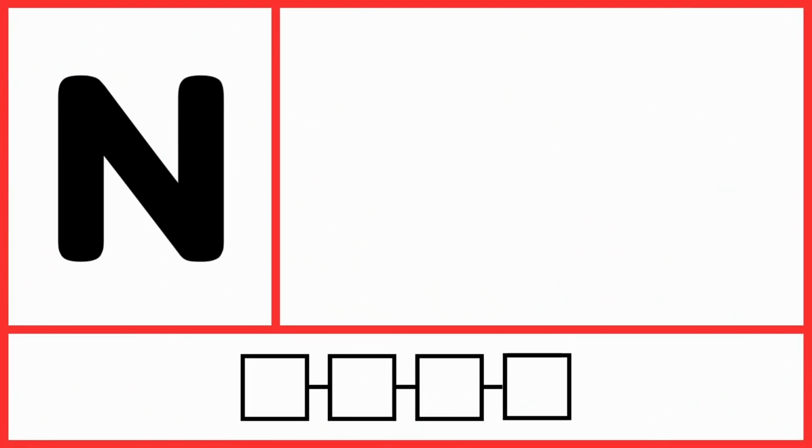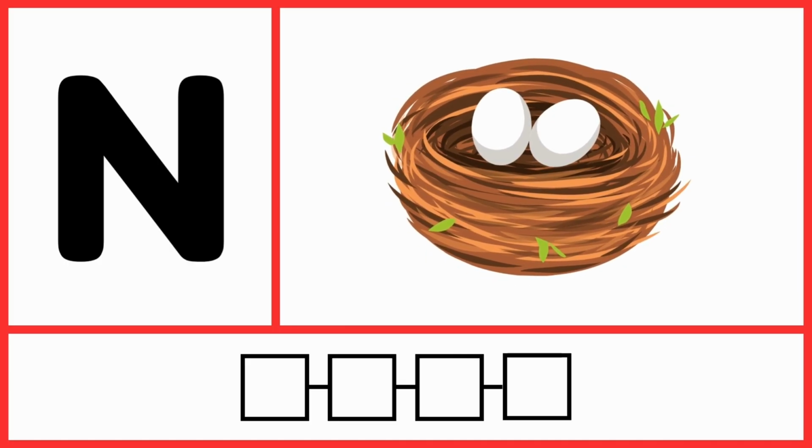N. N is for nest. Let's spell it. N, E, S, T. N is for nest.